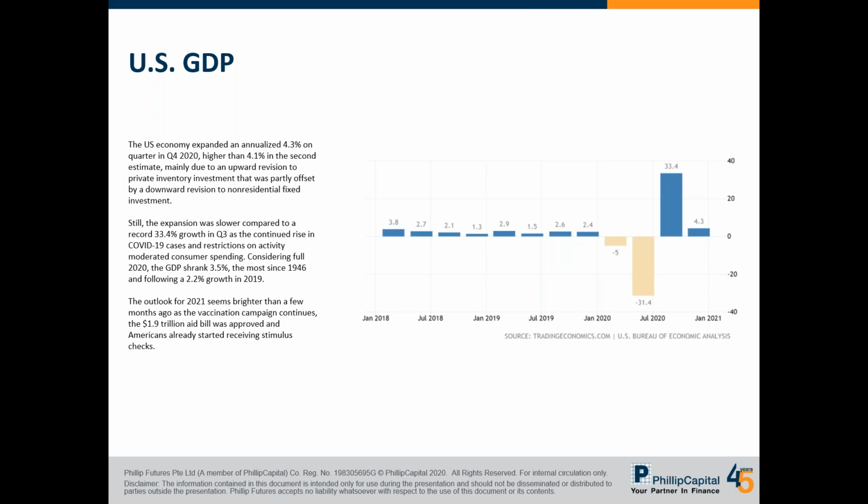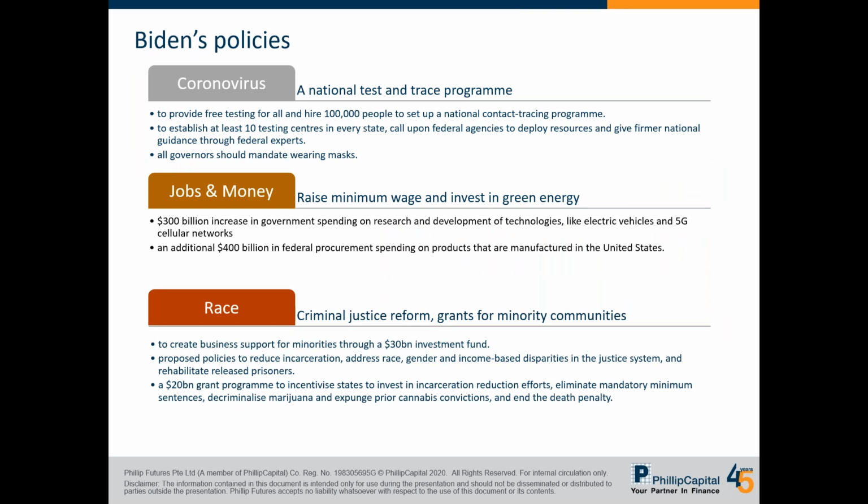Now, with that said, let's recap on Biden's policy that has been taking place, after signing more than 50 executive actions. Most notably are coronavirus, jobs, and money. For COVID-19, his target is to provide free testing for all and hire additional people to set up a national contact tracing program. He is also trying to push all governors to mandate wearing masks, so it's still optional in that sense.